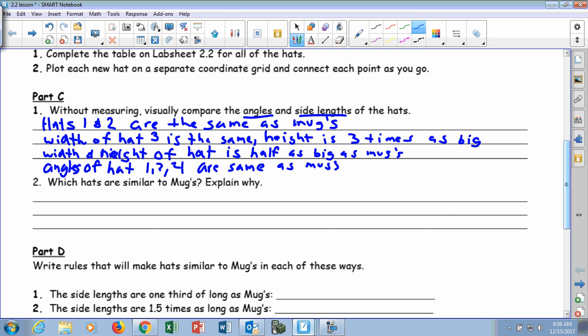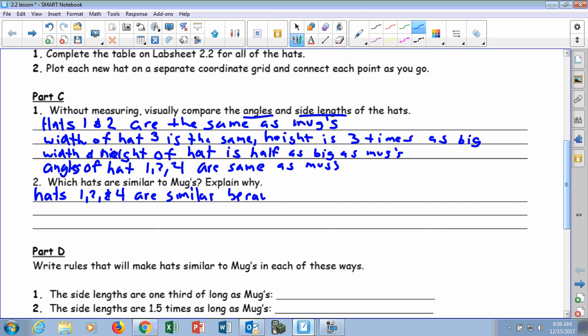So which hats are similar to Mug's? Hats 1 and 2 and 4. Because we shrunk both X and Y by the same amount. Right? All we did in rules 1 and 2, hats 1 and 2, was move it, right? The sides never changed. We just took the whole thing and just moved it. So it's the same exact hat. All right, so hats 1 and 2 are similar. And we have to explain, right?